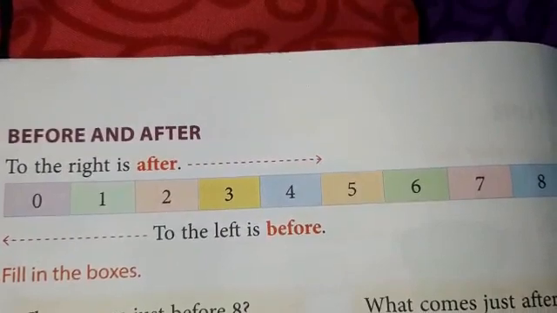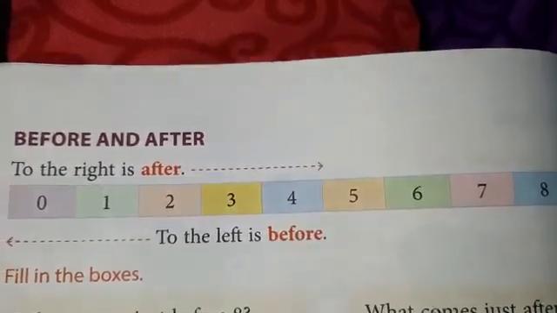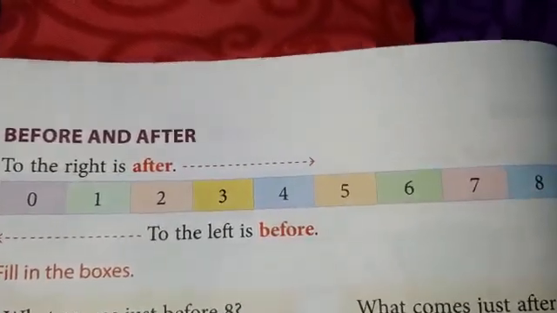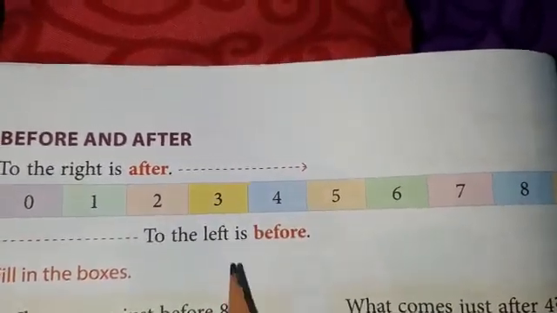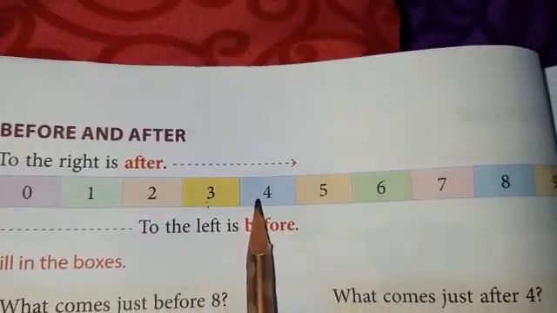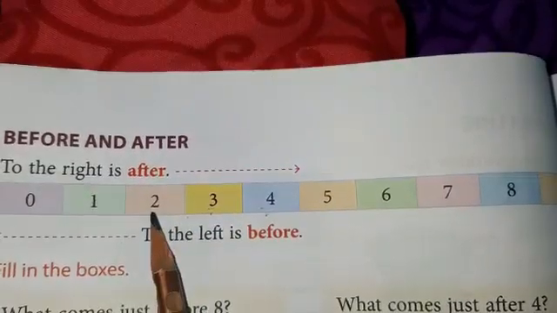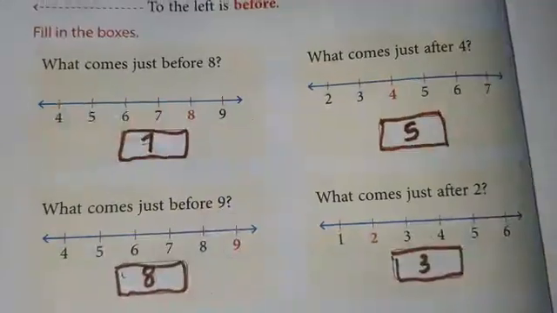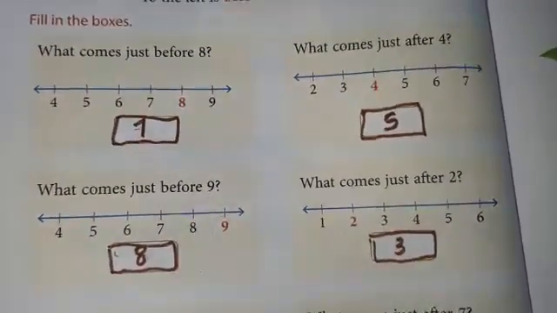So students, to know before and after on the number line, there are 2 rules. To the right side of the number is after and the left side of the number is before. So let's take an example. 3's right side is 4. That means 3's after number is 4. 3's left side is 2. So the before number of 3 is 2. So these are answers and questions you will write on your copy.